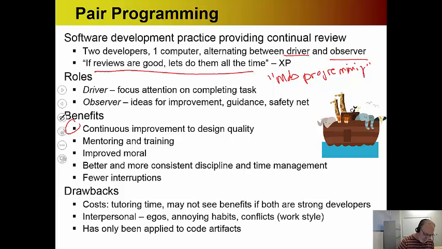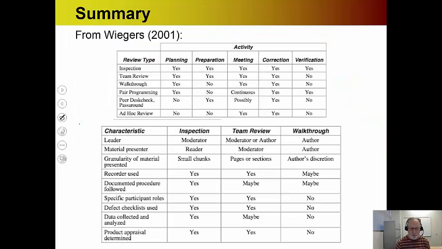Okay. So the summary from the Wiegers paper of different ones. I mentioned desk checks, but we didn't cover those specifically, or an ad hoc review, which is basically you make it up. But the Wiegers paper and book that I refer to, that you'll read part of, gives you this summary of the phases: planning, preparation, whether you have a meeting, whether there's a follow up on the correction and verification, as well as some of the roles and characteristics of each one of these things.